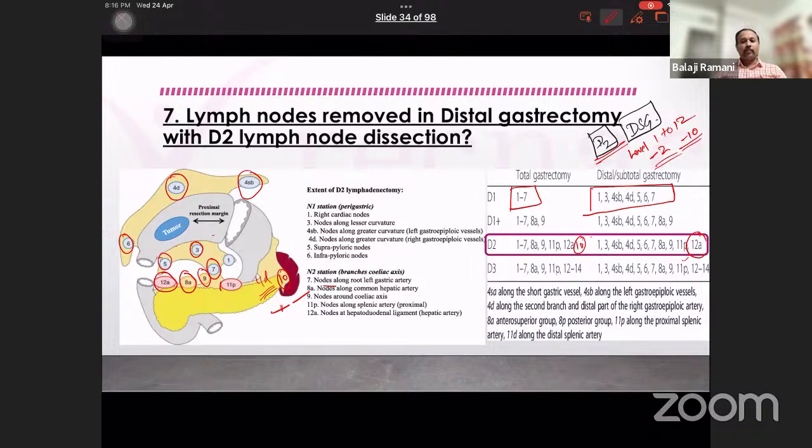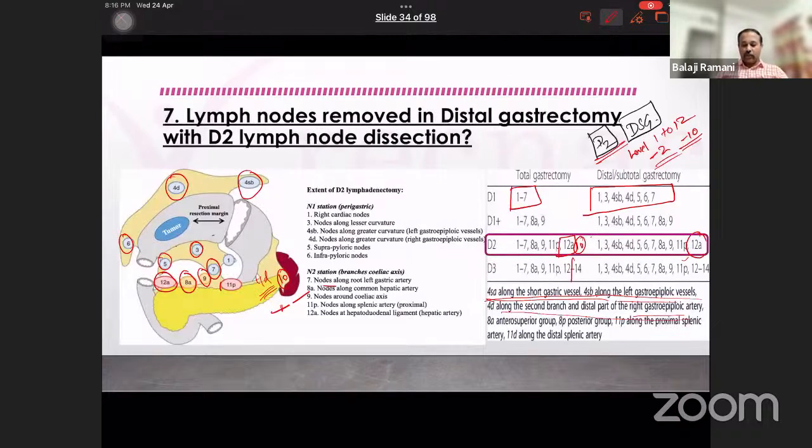So kindly remember this. Again, 4SA is along the short gastric, 4SB is along the left gastroepiploic, and 4D is along the distal part of the right gastroepiploic. They may ask you the subdivisions, such as 11A, 11P and 11D, or which is proximal and which is distal. Then you have your 12A and 12B, 12 anterior periportal, or P, which is posterior. Only the anterior nodes will be removed. So variations like these can be asked. Remember to go through that completely, my friends. Okay.